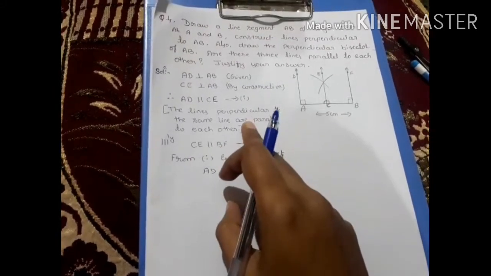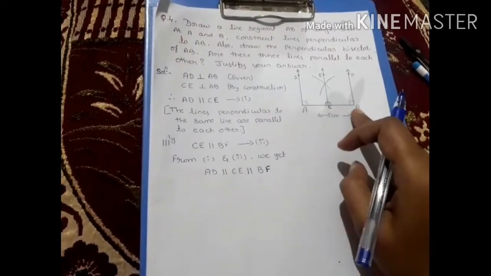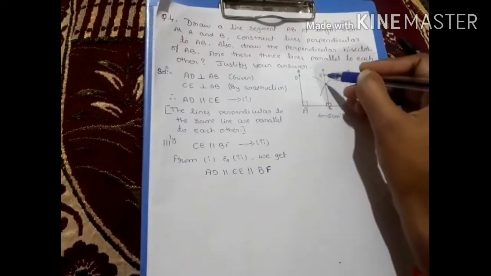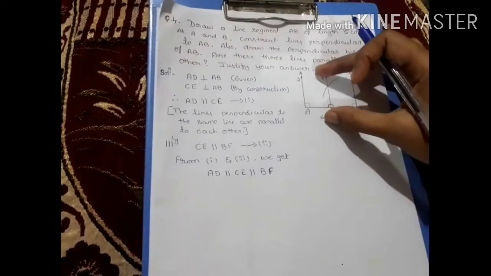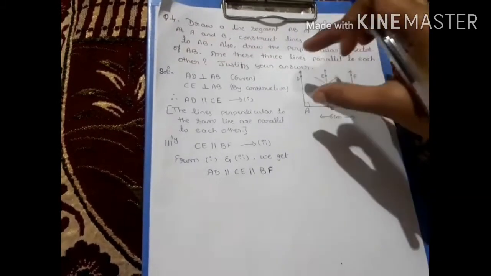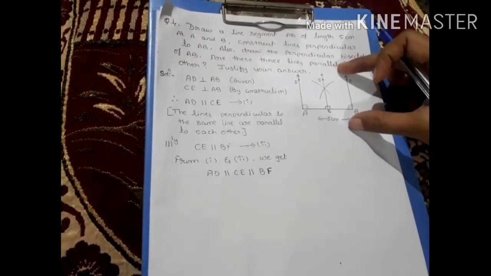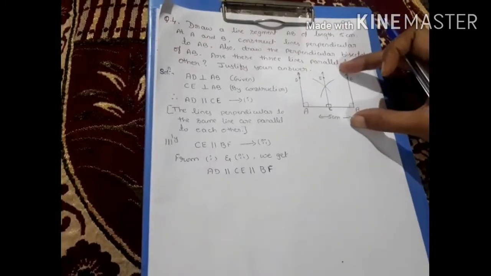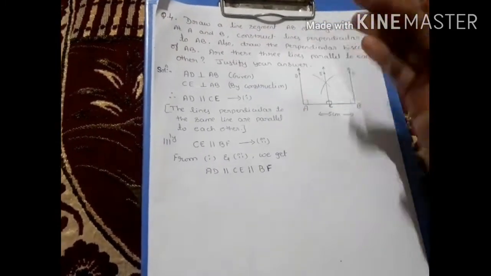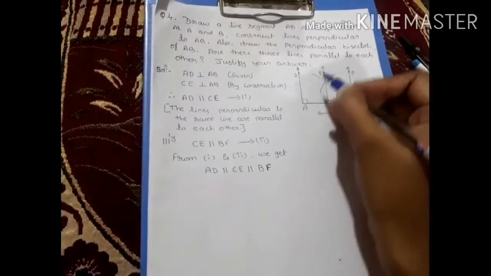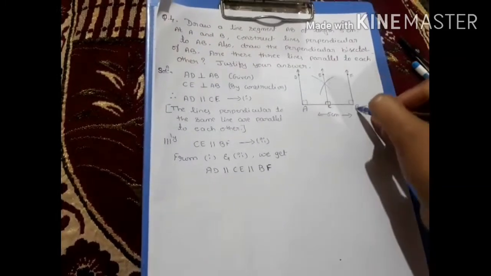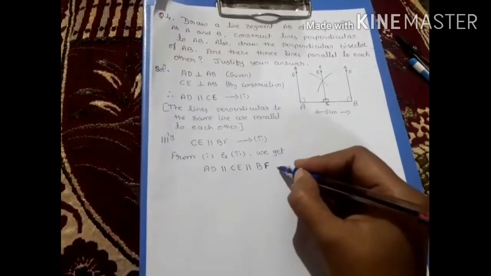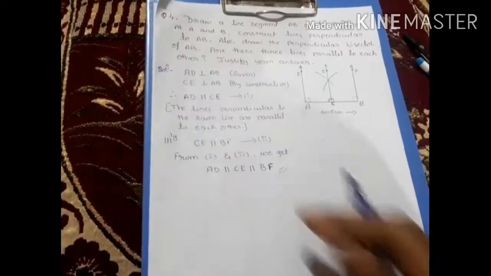The reason is the same: the lines perpendicular to a given line are parallel to each other. Here AB is parallel to CE, and CE is parallel to BF. CE is common. CE is parallel to both AD and BF. From 1 and 2, we can say that AD is also parallel to BF. Or we can also say that AD is parallel to CF and CF is parallel to BF. So these all are parallel to each other. So this completes question number 4 from worksheet 2.